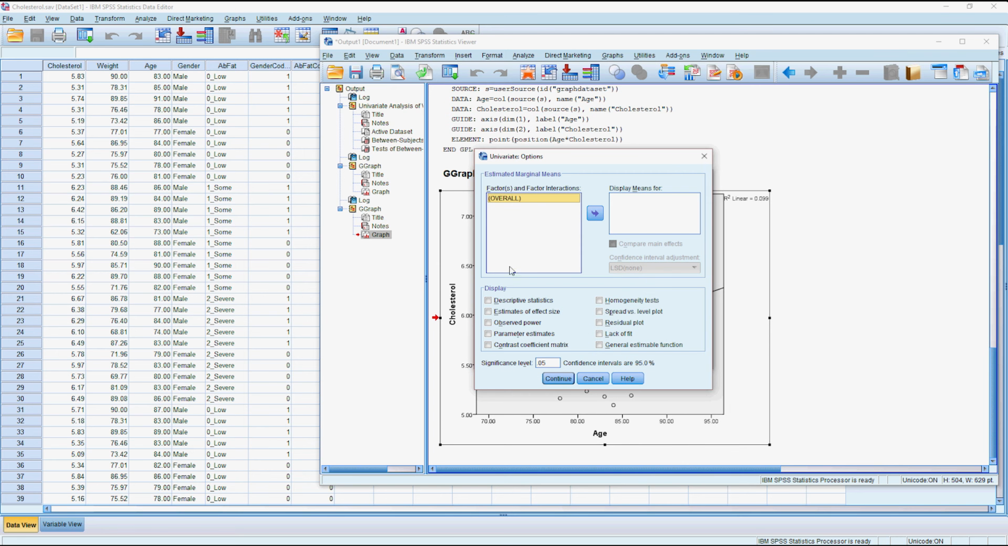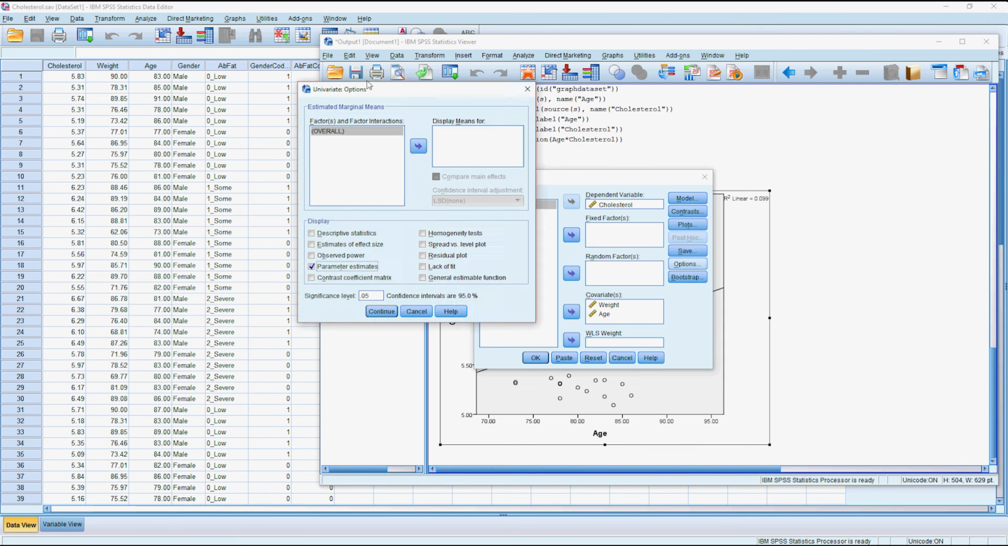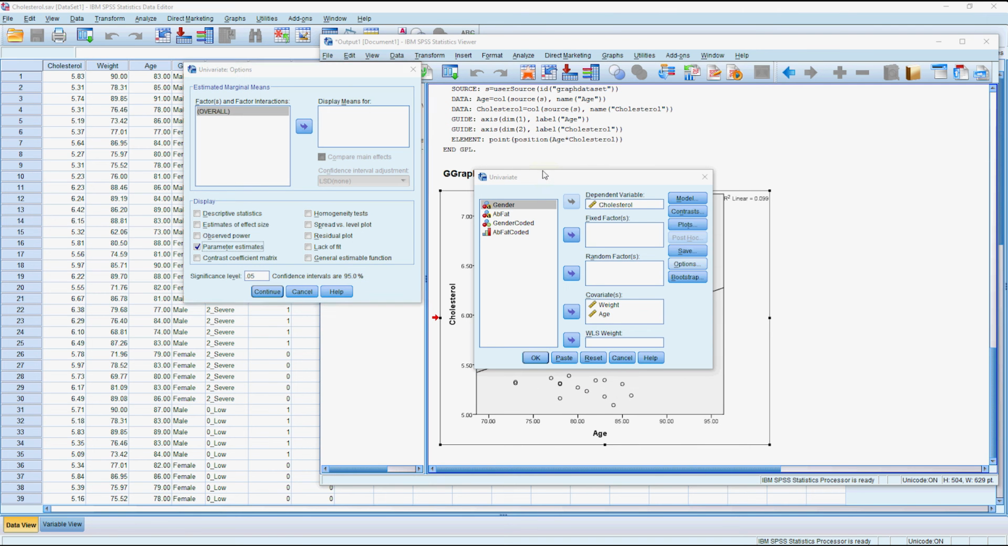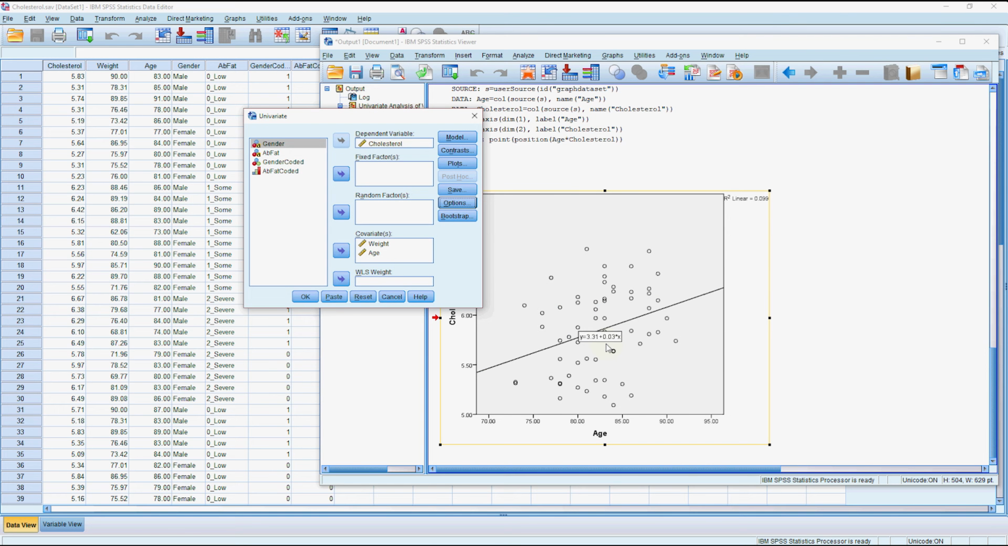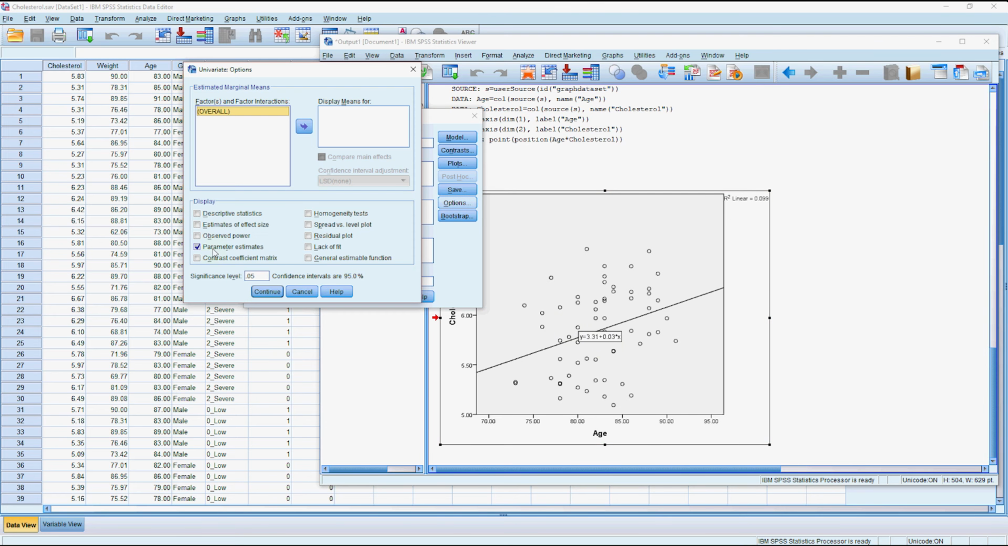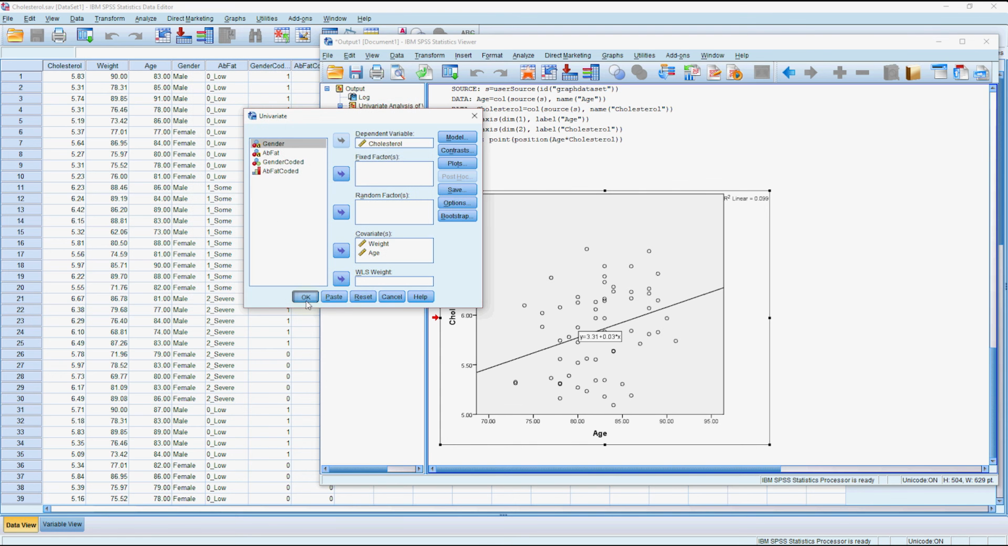Options. Now you may want the parameter estimates out. So this is if you wanted to write the equation. So if you actually want to get the numbers out so you could write your own equation, that's the parameter estimates. And there's a whole lot of other things you can look through here. I'm going to tick residual plot and see what it does, but often with SPSS you want to do your own plots separately. So let's go OK.